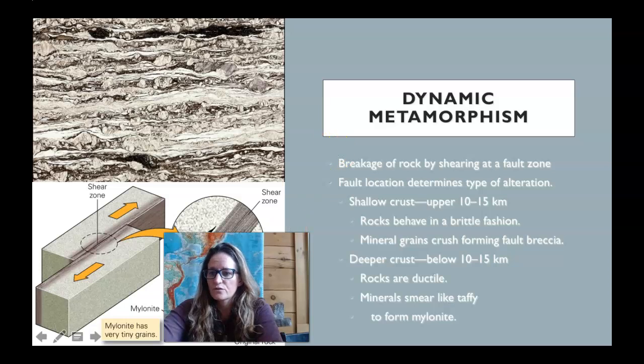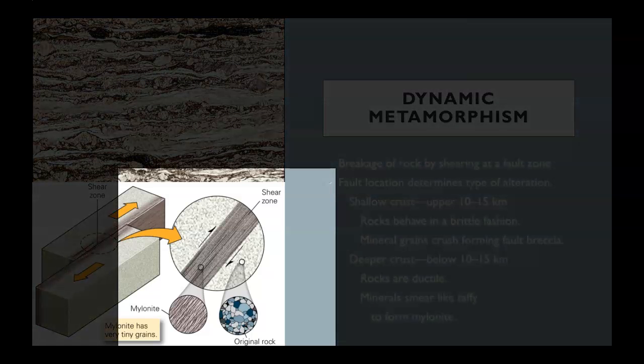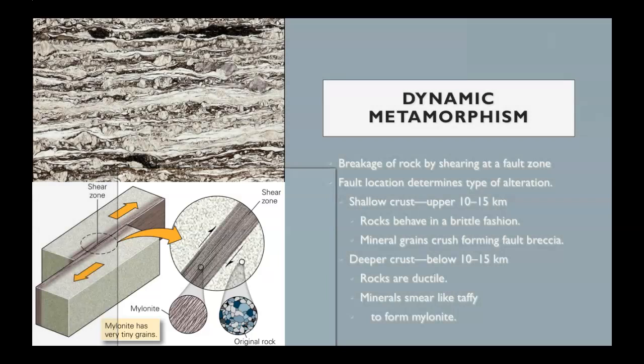Dynamic metamorphism occurs when there is fault movement that happens suddenly, and that sudden fault movement creates a rock type called mylonite. It takes the original rock that has equant crystals in it, and when that fault moves, those minerals get strung out and sheared into tiny grains. That alteration is going to occur really quickly, and makes the rock type mylonite.